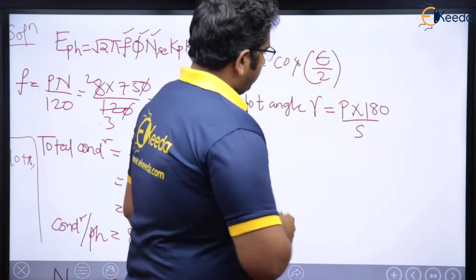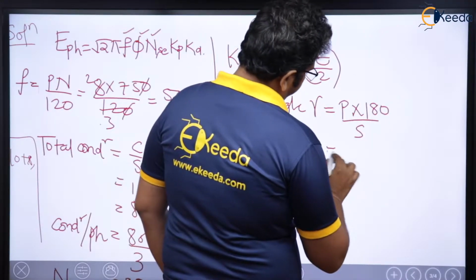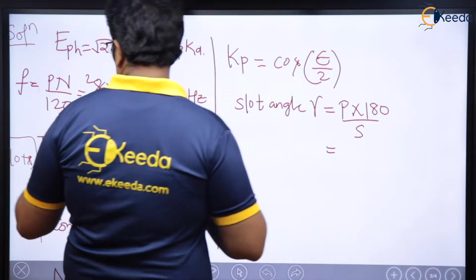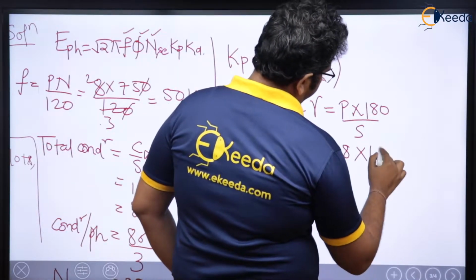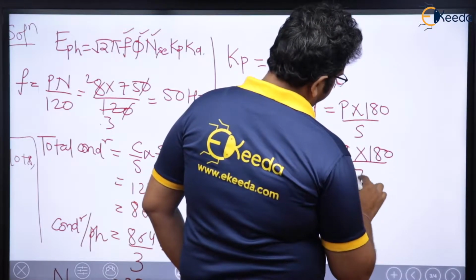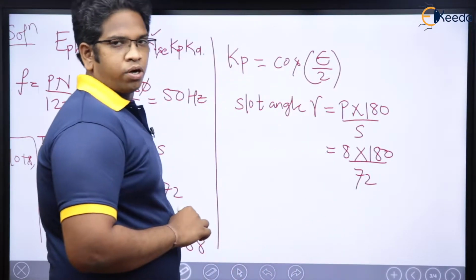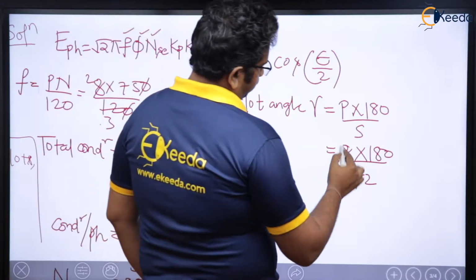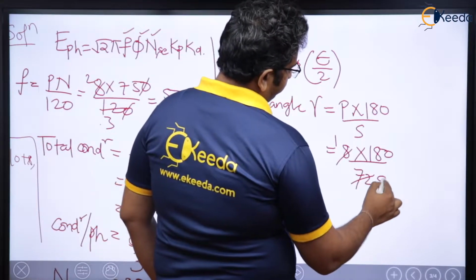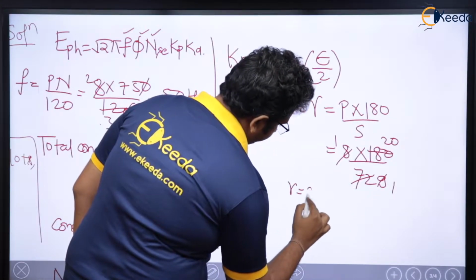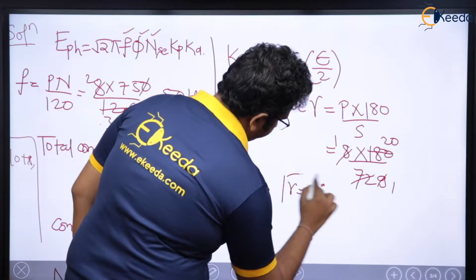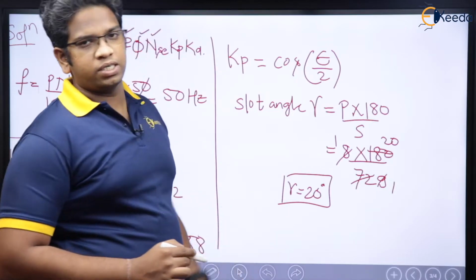Already we know, what is P? Poles are 8. So 8 poles multiplied by 180, divided by slots. Slots are 72. So 8 nines are 72, and 9 twos are 20. So gamma is going to be 20 degrees electrical.